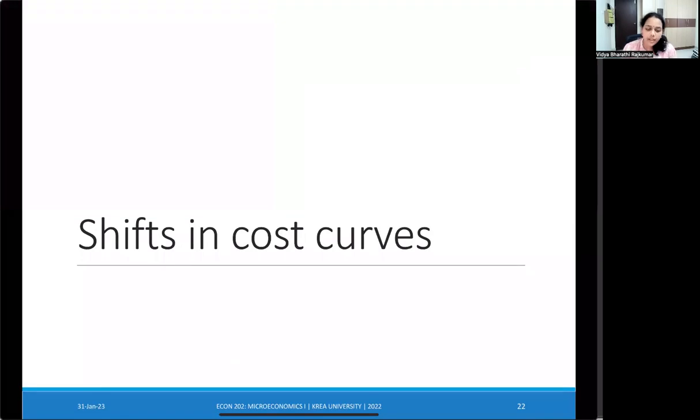Hello everyone. In the previous video, we went through what cost functions are. Now we're going to spend a little bit more time understanding the nuances behind cost functions.